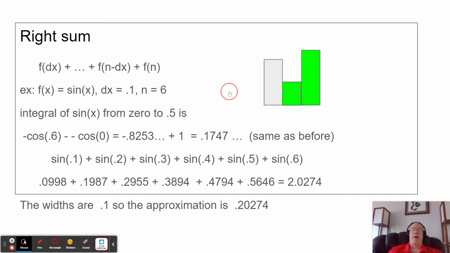Likewise, the right-hand sum conceptually is the right-hand rectangles. Everything here is pretty much identical, except we're computing sine of 0.1, 0.2 instead of starting at sine of 0, and we're including the sine of 0.6. That sum adds up to 2.0274, which we multiply by 0.1 and come up with a pretty close result.